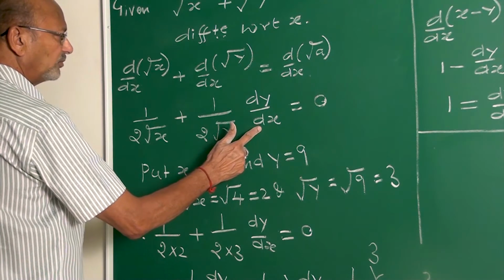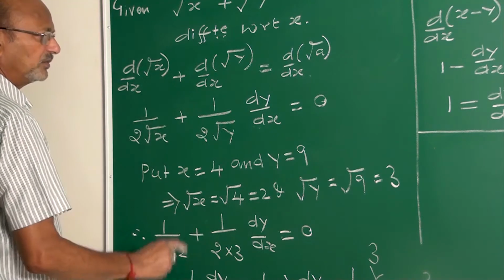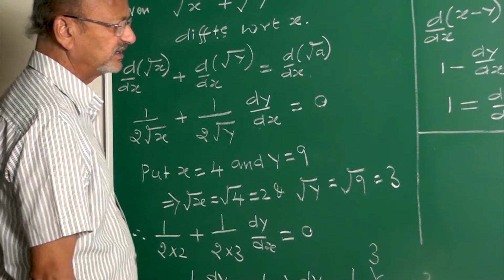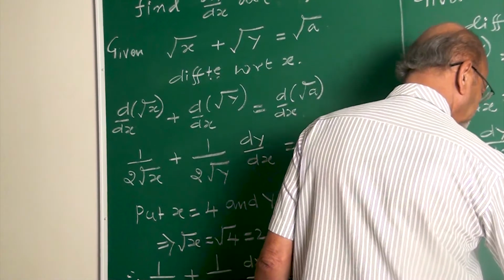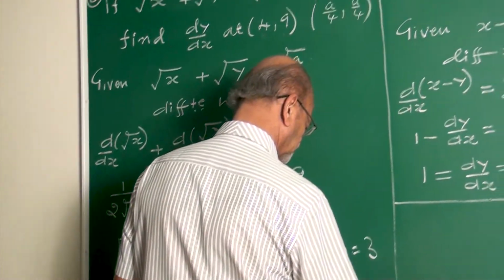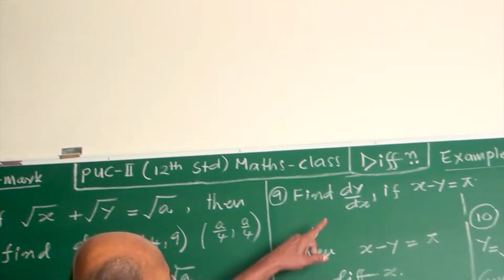Then what is the value of dy by dx? Minus 1. Just copy it, my friends. I write it as a note here. Copy it.